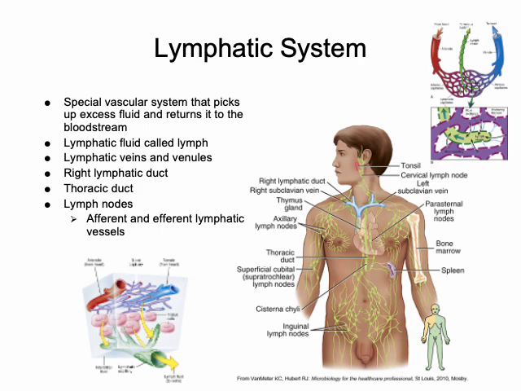This system is a pumpless system. There's a series of valves that ensure one-way flow of excess interstitial fluid. Once it becomes excess, it's called lymph, and it moves toward the heart. This lymph consists primarily of water, but there are small amounts of dissolved proteins, mostly albumin, that are too large to be reabsorbed into the less permeable blood capillaries.